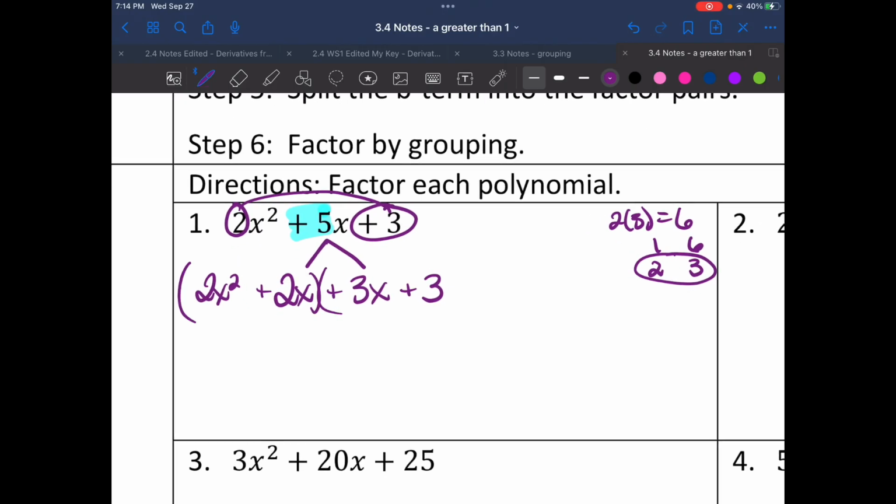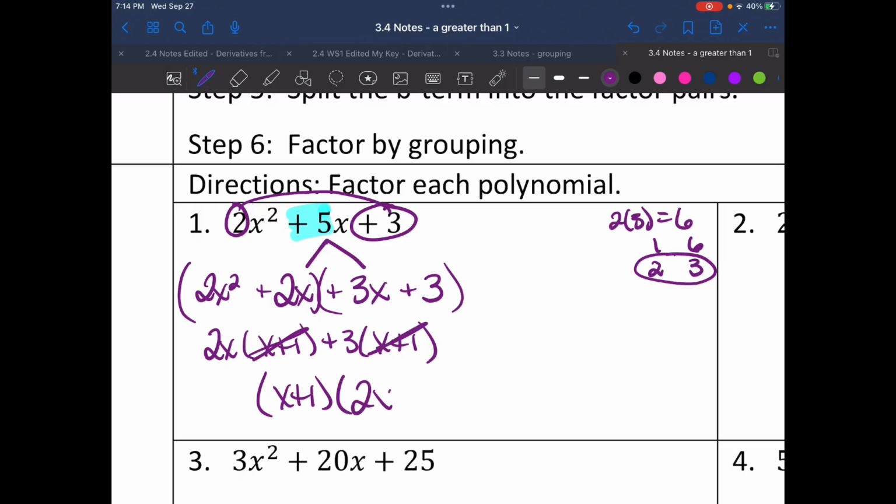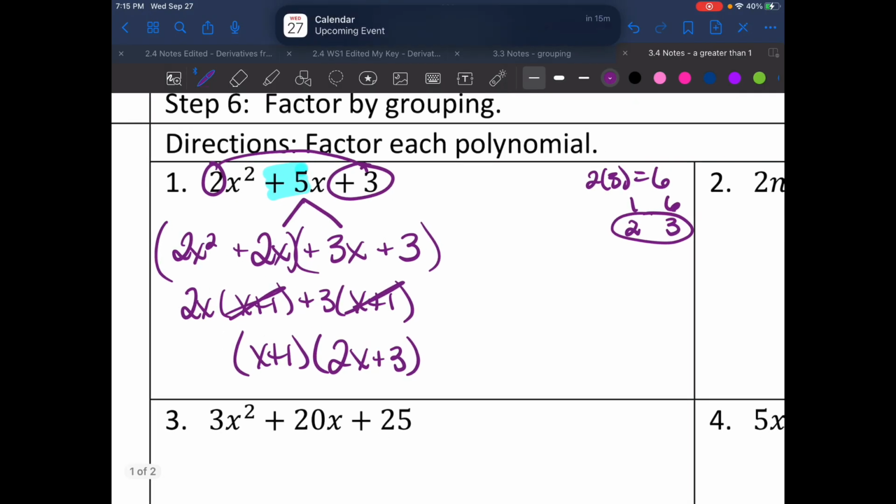Now we're into step 5, factor by grouping. First 2 terms and last 2 terms. GCF of the first group, GCF of the second group. Common binomial factor, and then whatever is left. Now remember guys, we are undistributing.